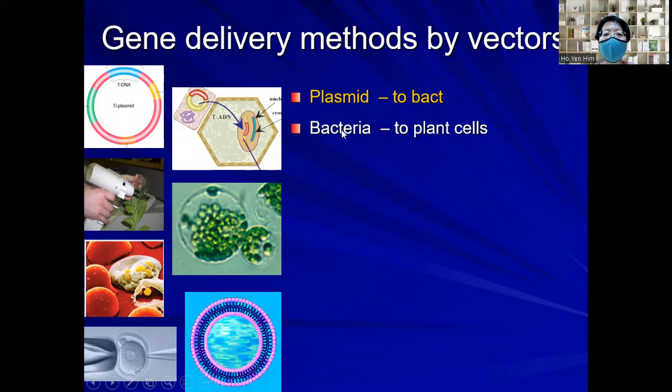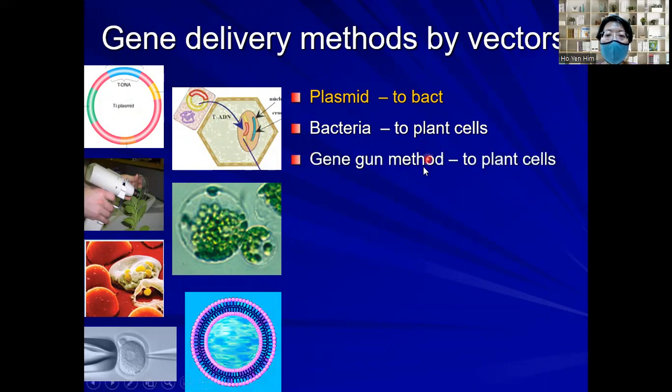Okay. We can use bacteria as a vector to transfer the gene into plant cell. So you look at the second diagram here. So this is a plant cell and this is a bacteria, and this bacteria got plasmid in it. And then this plasmid contains the gene that we want to deliver to the plant cell. So we infect the plant cells with the bacteria. So the bacteria will now transfer its genetic material, the plasmid, into the plant cell. So the gene is transferred to the plant cell. So bacteria act as a vector to transfer the gene.